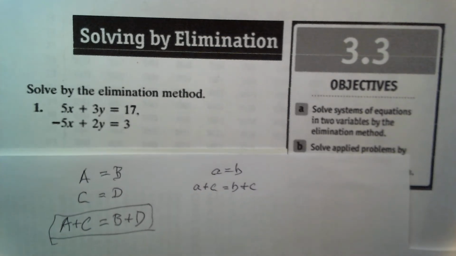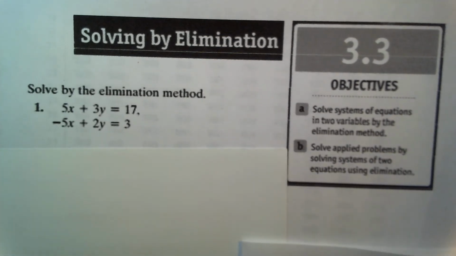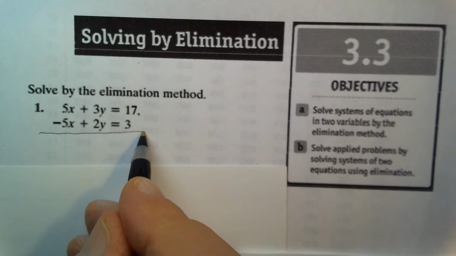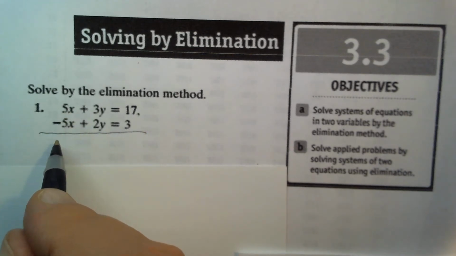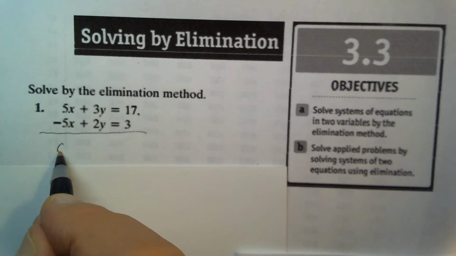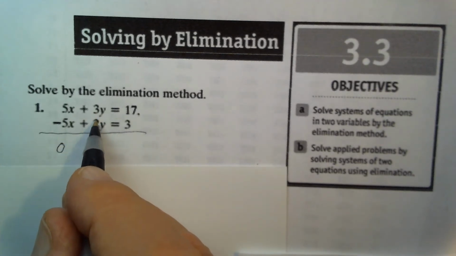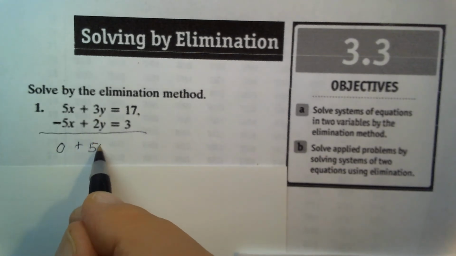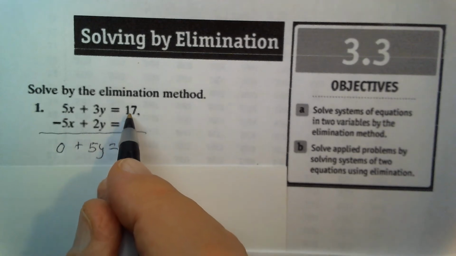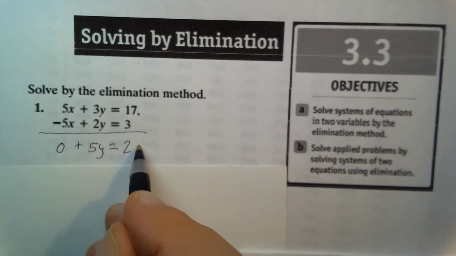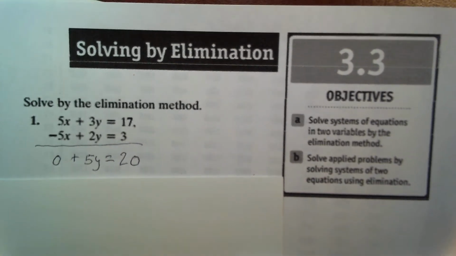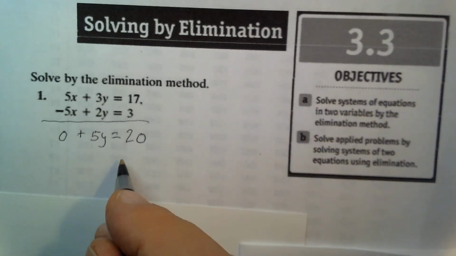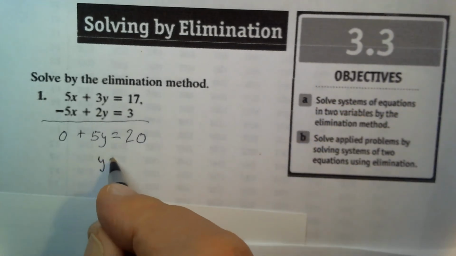And so we're going to use that basic idea for the elimination method. And here's how it's going to work. So we draw a line. So we add 5x minus 5x, and that of course is 0. And 3y and 2y is equal to 5y. And on the right hand side, 17 plus 3 is 20. So now we have one equation and one variable, and we certainly know how to solve that. We divide both sides by 5, so y equals 4.